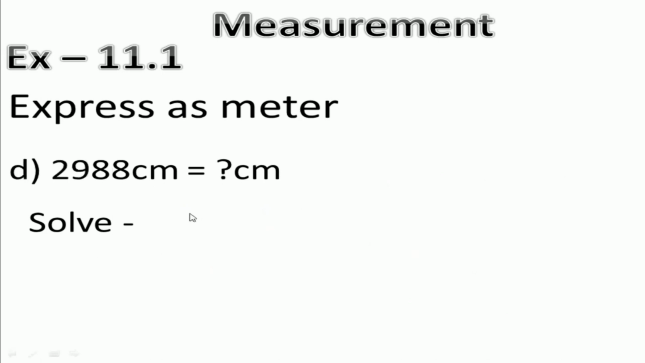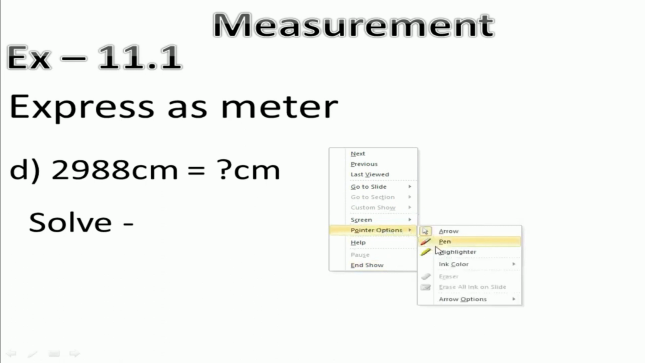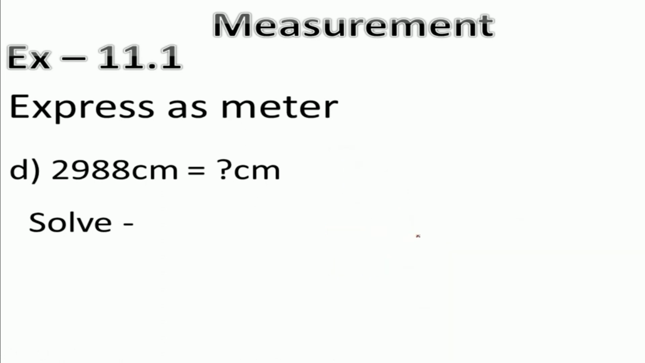Next question is 2988 centimeters. As we all know, 1 meter equals 100 centimeter. So we will divide 2988 by 100. So let's divide.